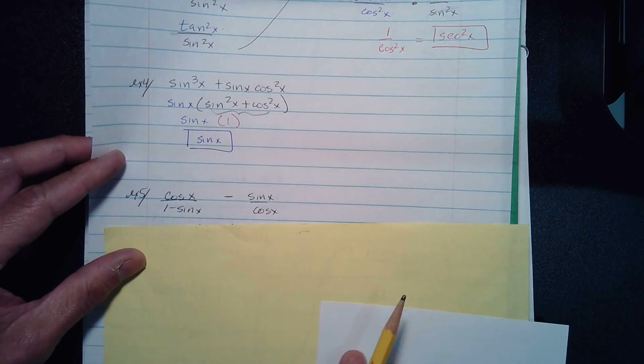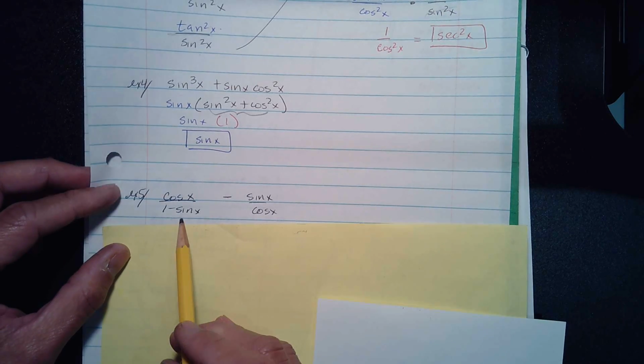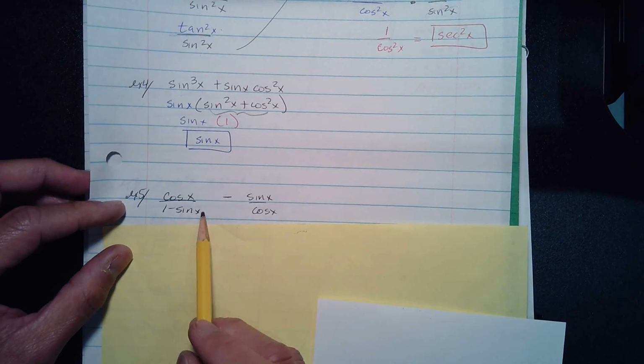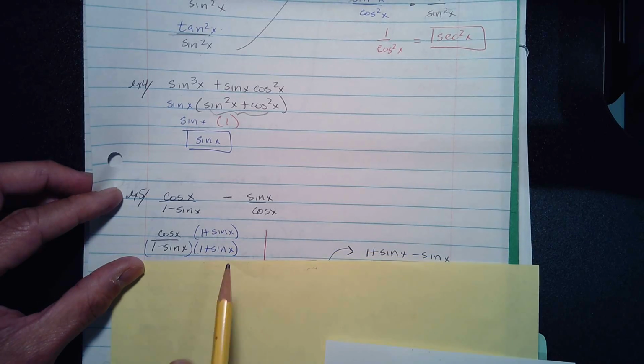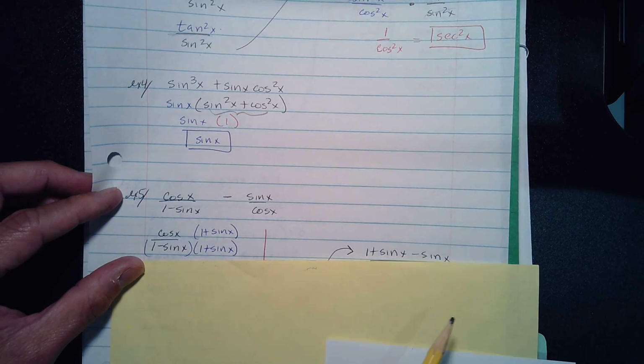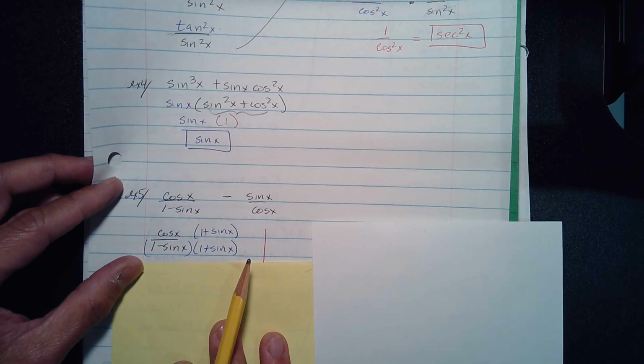Example 5. Okay, now we have fractions. What I'm going to do when I see something like this is multiply by the conjugate. So when I multiply by the conjugate, it's 1 plus sine x times 1 plus sine x. The reason I'm doing that is because now this is going to be a difference of two squares.